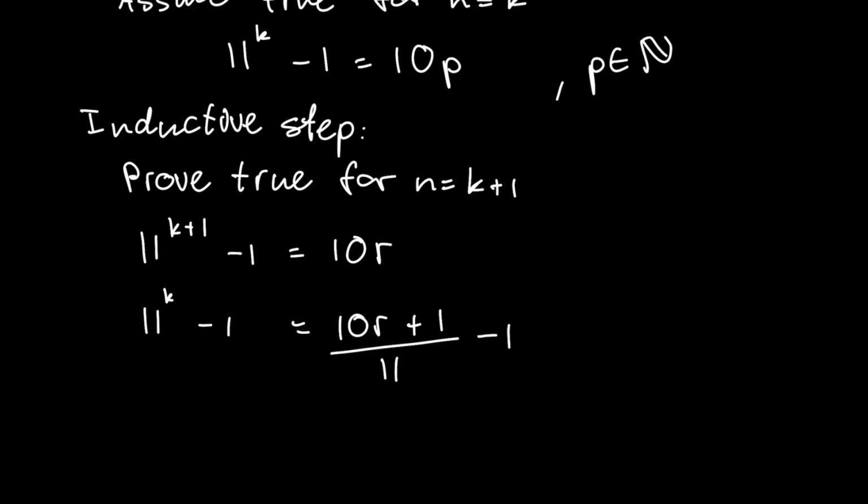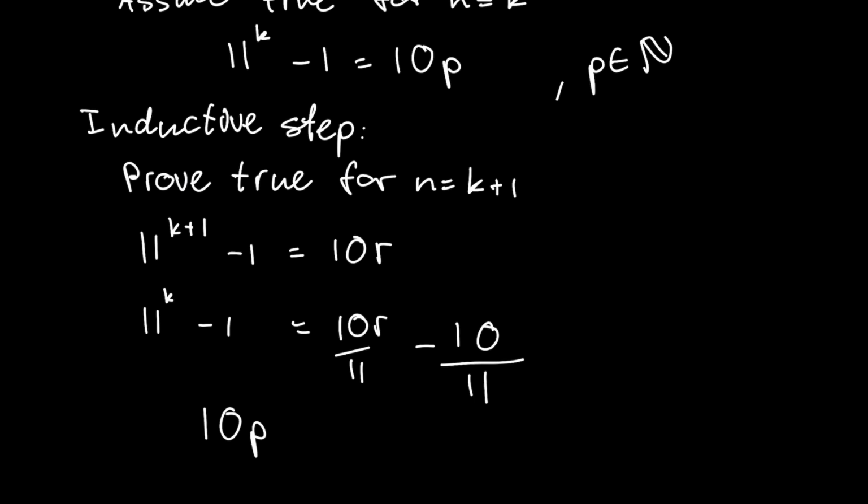Now, for continuity and to make everything seem similar on this right-hand side, we're going to instead have every term with the denominator of 11. So minus 1 is the same as negative 11 over 11. Okay, so then 1 over 11 minus 11 over 11 is the same as negative 10 over 11. All right. Now, we said that 11 to the power of k minus 1 was equal to 10p, with p being a natural number. So we can substitute that in over here. So we have 10p.